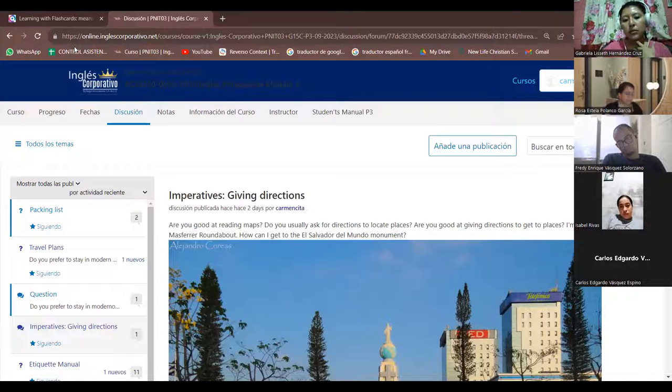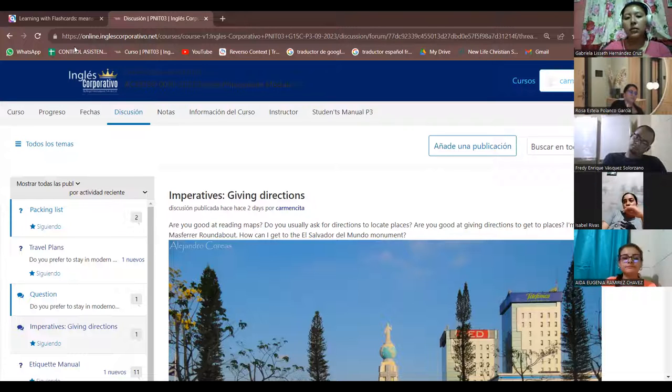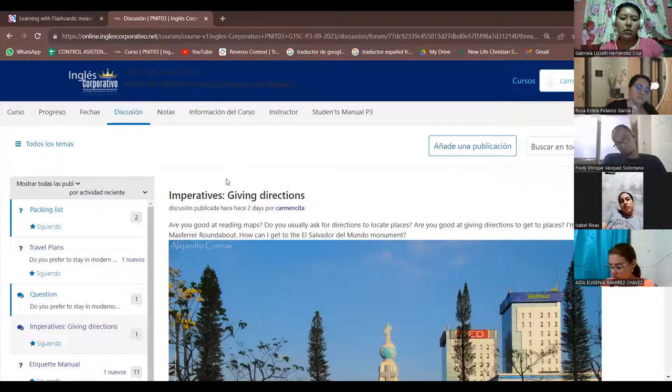I'm right now at the Masferrer roundabout. Okay, roundabout. How can I get to the El Salvador del Mundo monument? Okay, remember, I want to get to El Salvador del Mundo. I am located at the top, almost at the end of the Paseo General Escalón. I'm right at the Masferrer roundabout.